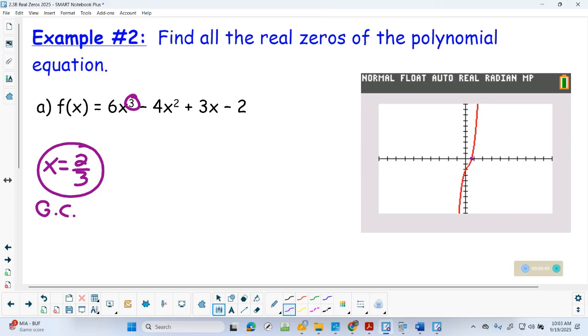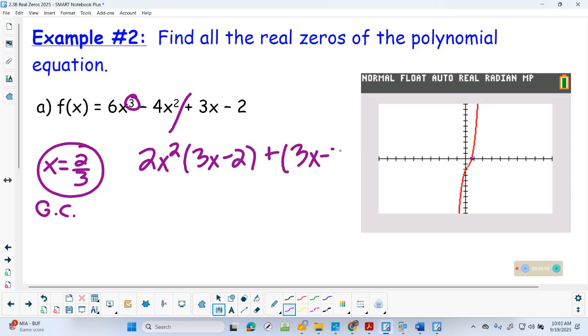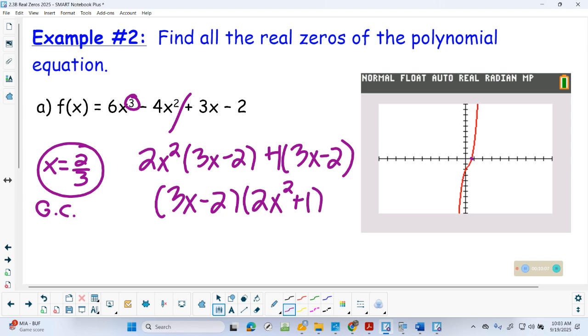If you're like, well, wait, what happens if you factor it by grouping? Which we can do. I'm going to pull 2x squared out of the front. I'm going to pull the 1 out. You know how to factor by grouping. So I've got my 3x minus 2, my 2x squared plus 1. Now, of course, when you set this to 0, this one gives you 2/3. There it is, I got it. What type of answers are going to come out of this 2x squared plus 1? Imaginary, because I'm going to subtract 1, divide by 2. Well, if you square root -1/2, those are imaginary.